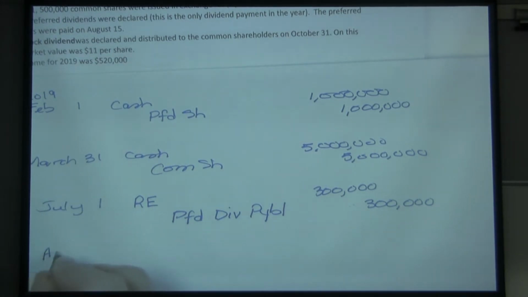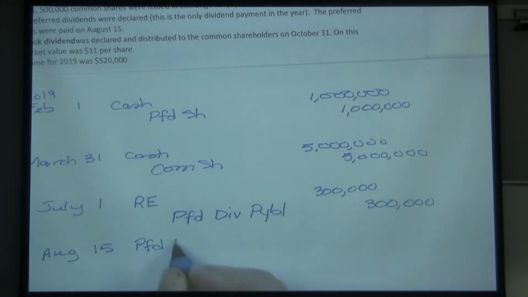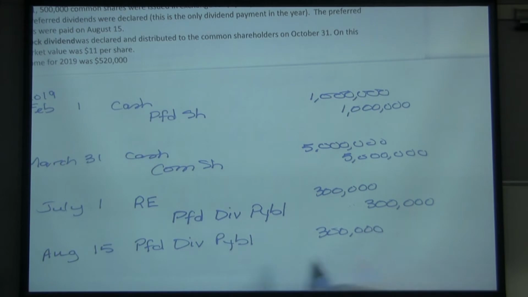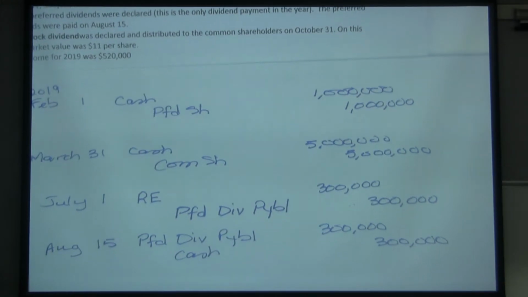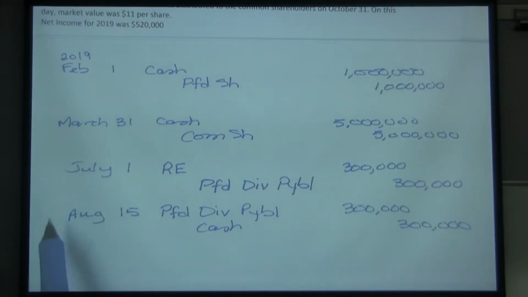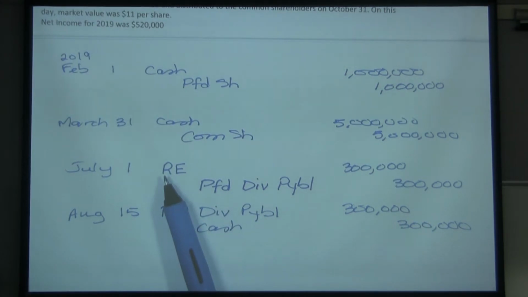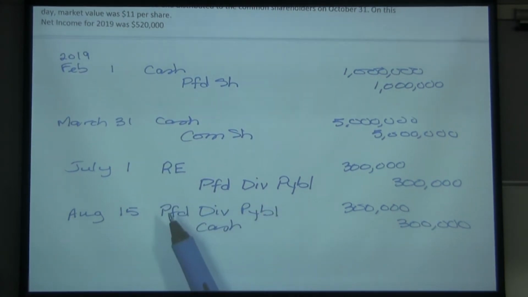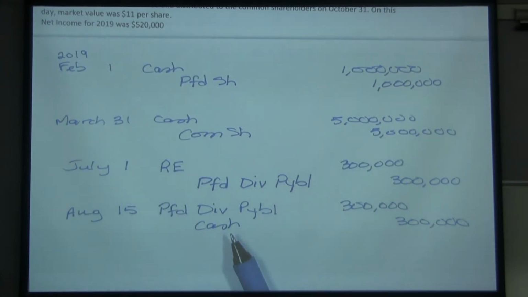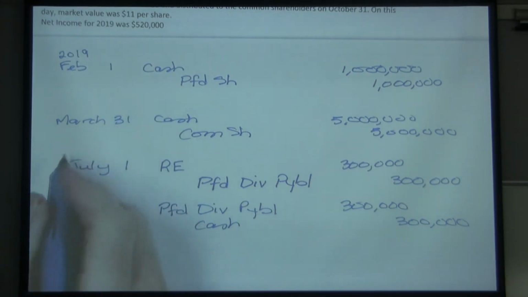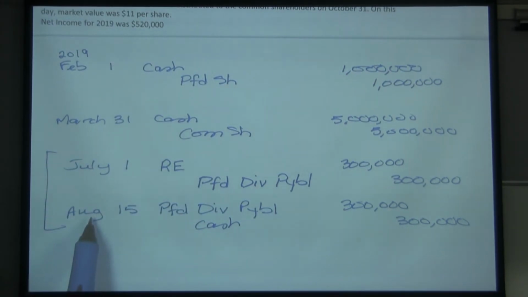The second journal entry to do with this dividend payment is on August 15th. This is when we actually show that we're going to pay out the cash. So we debit that payable account, preferred dividend payable, for the $300,000, and we credit cash. That's how we record the journal entry for a dividend. If this was a common shares dividend, we'd do the same thing, except it would be retained earnings and dividend payable for common shares, and then dividend payable and cash. So that's your set of journal entries for the dividends: date of declaration, date of payment.